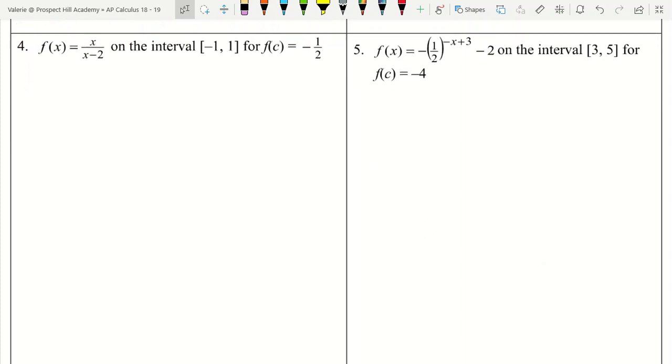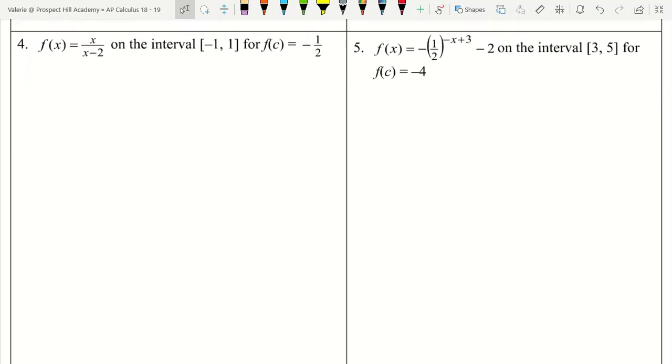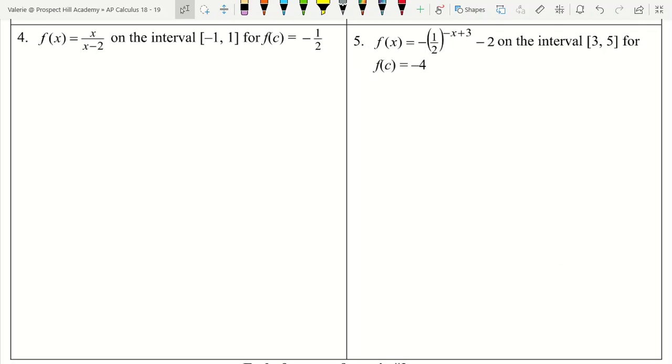I'm sorry, number 5. So for number 5, we have the function, an exponential function, -1/2 to the negative x plus 3 minus 2, and we're on the interval 3 to 5 for f of c equals -4. So our first piece is to figure out if we are continuous. We figure this out by the type of function that we have. So this function is exponential. Exponential functions are continuous for all real numbers, for all real x values.